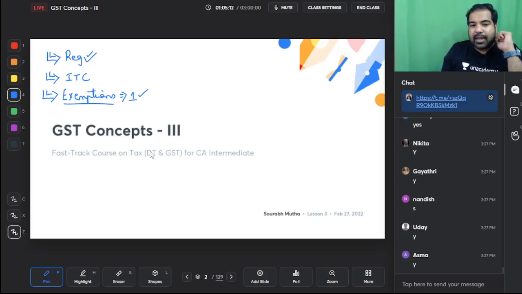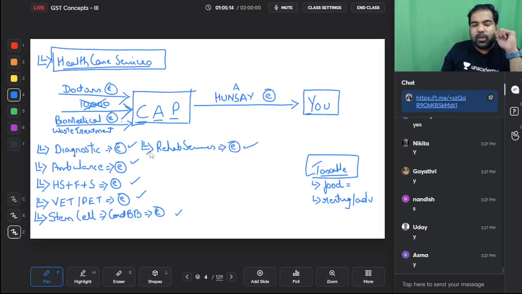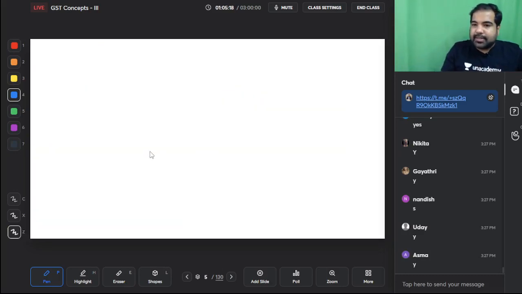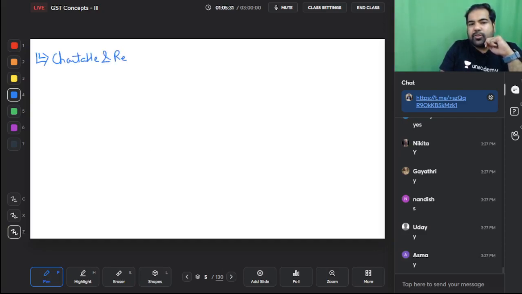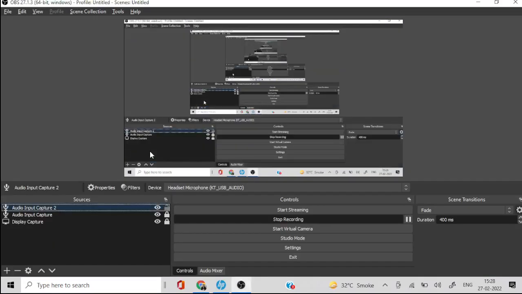But right now it's time for another exemption. We did healthcare services. Very important is the next exemption, because it covers a lot of exemptions together. Or actually no, let's do another one: charitable or religious trust. Charitable and religious trusts. Let's do this exemption and then let's move forward.